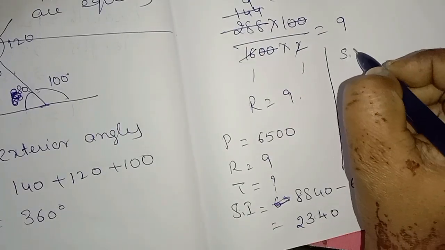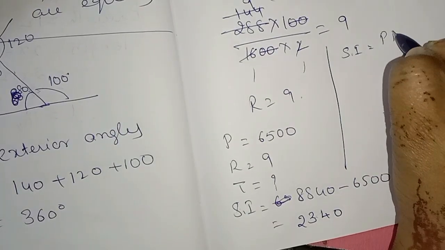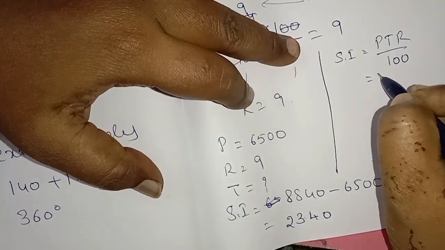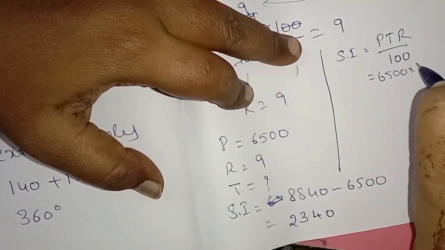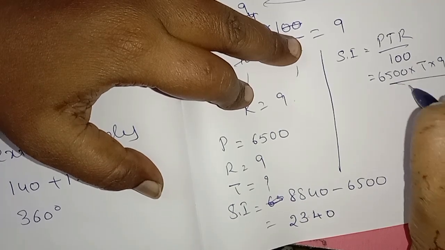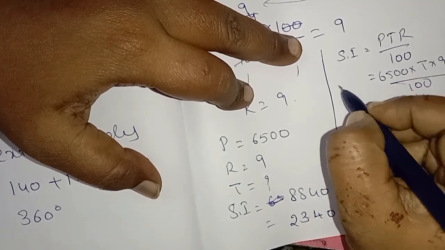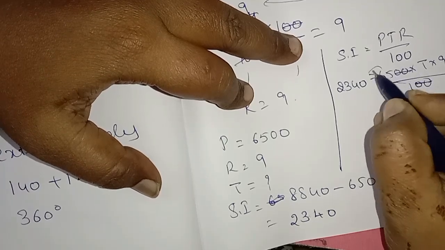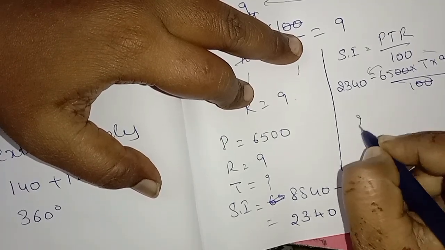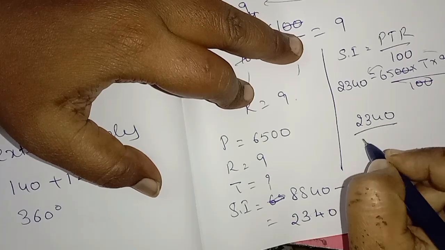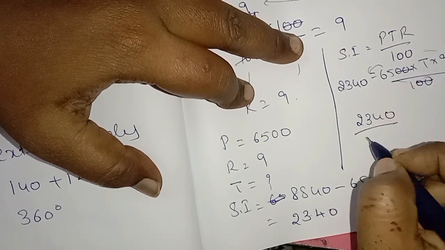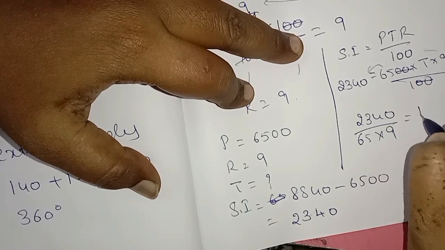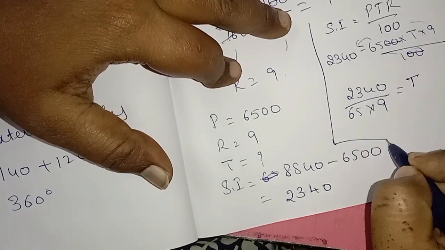What is your simple interest formula? PTR by 100. Substitute your values. P how much? 6500. Time we don't know. Rate of interest is 9 over 100. SI we know, this one, 2340. The zeros will get cancelled. Transpose 65 and 9 to that side. 2340. 65 is in multiplication mode, becomes division. 9 also in multiplication becomes division. T will be here. Right?